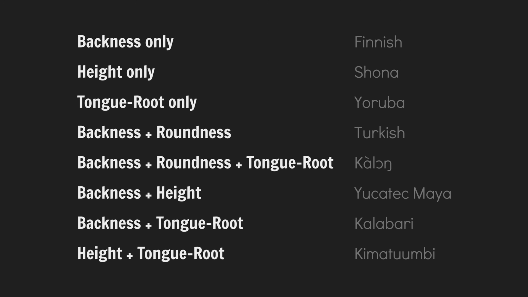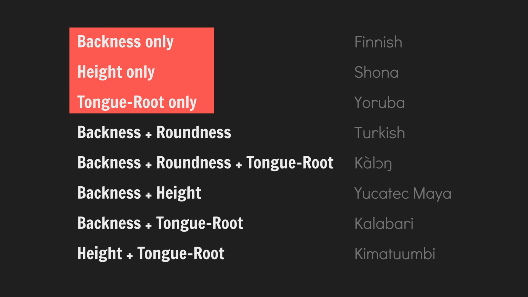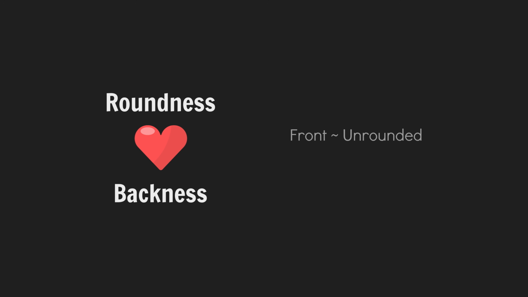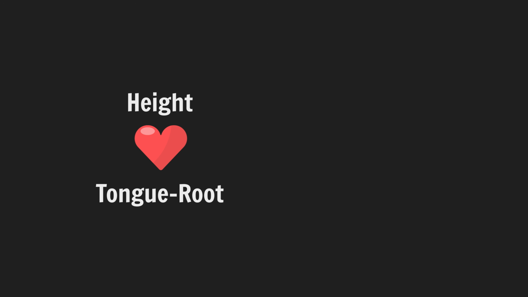Here is a big list of their attested combinations. Important, roundness harmony doesn't occur on its own. Instead, it prefers to come in combination with backness harmony. This is natural. Front vowels like to be unrounded, and back vowels like to be rounded. Height harmony has an affinity for tongue root harmony, because high vowels like to be plus ATR, and low vowels like to be minus ATR.